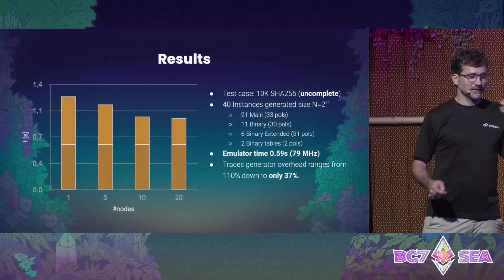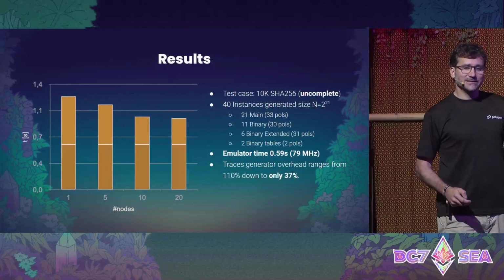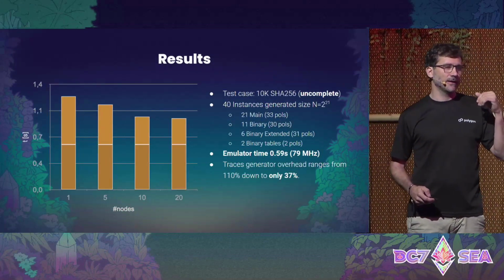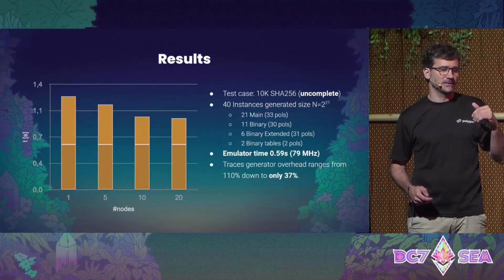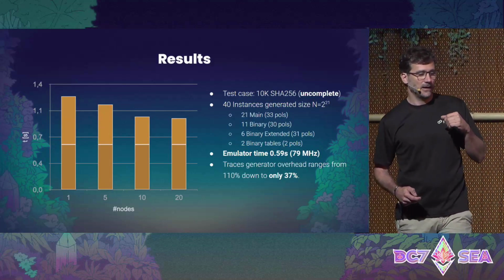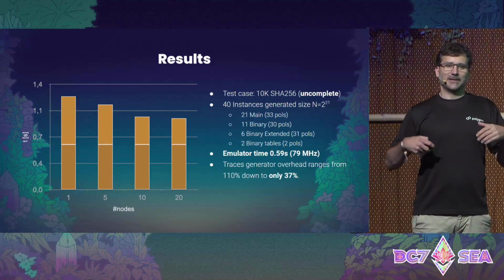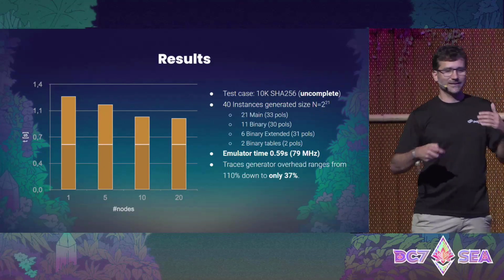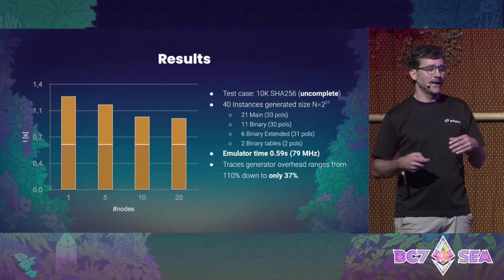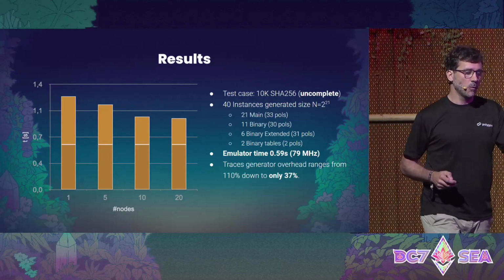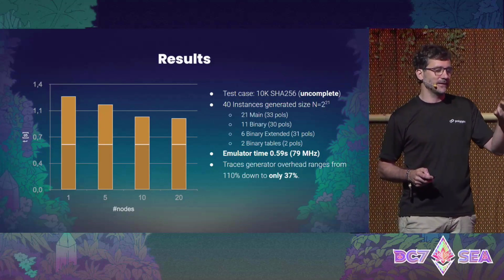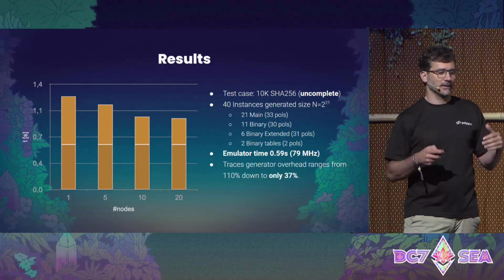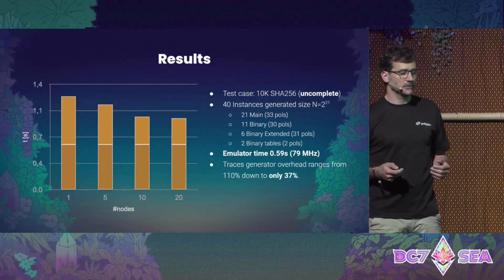Okay, let's look at the results. The test that I am using here and in the next slides is a program that executes 10,000 SHA-256 hash operations. The indexation that we are generating is not complete, okay? Because, as I said, this project is under development. At the moment, we're generating instances for the main and the binaries and some multiplicity tables. But it's enough to understand the results and the potential of this, okay?